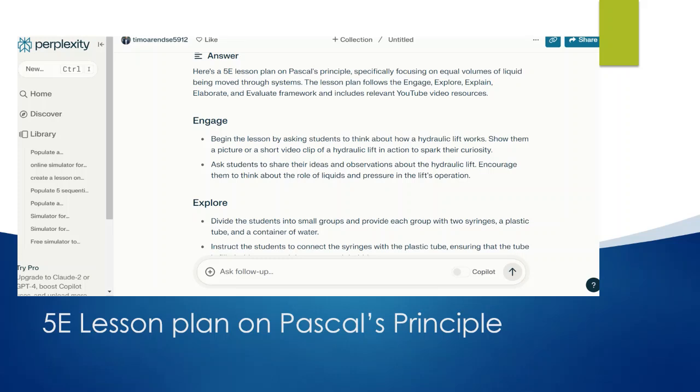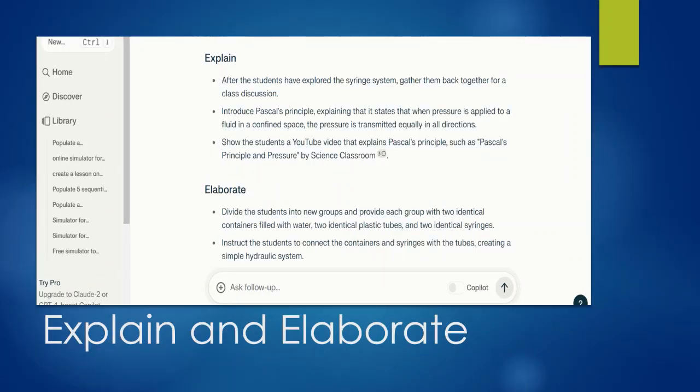Now we move to the explore stage of the lesson. Divide the students into small groups and provide each group with 2 syringes, a plastic tube, and a container of water. After the students have explored the syringes, gather them back together for a class discussion.